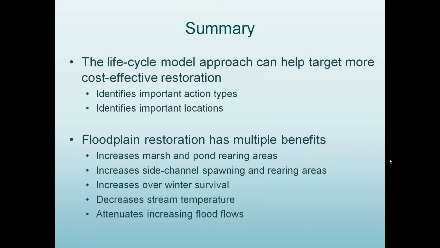And then also just to point out that floodplain restoration has multiple benefits as they're modeled in this life cycle approach. So they increase marsh and pond rearing areas. You can increase side channel spawning and rearing area, increase overwinter survival and summer survival for that matter. You can help decrease stream temperature by reconnecting hyporheic flow, and you can attenuate increasing flood flows in the future. So hopefully that's a good setup for some of the talks that will come later, just to give you a perspective on how floodplain restoration in general fits in the context of a river basin for multiple species.